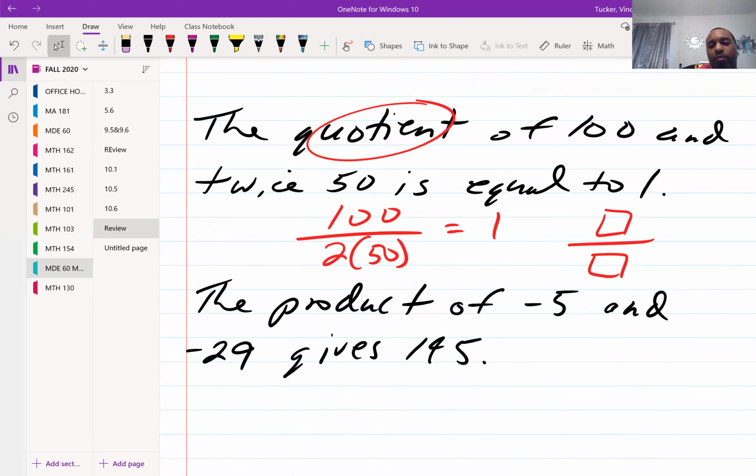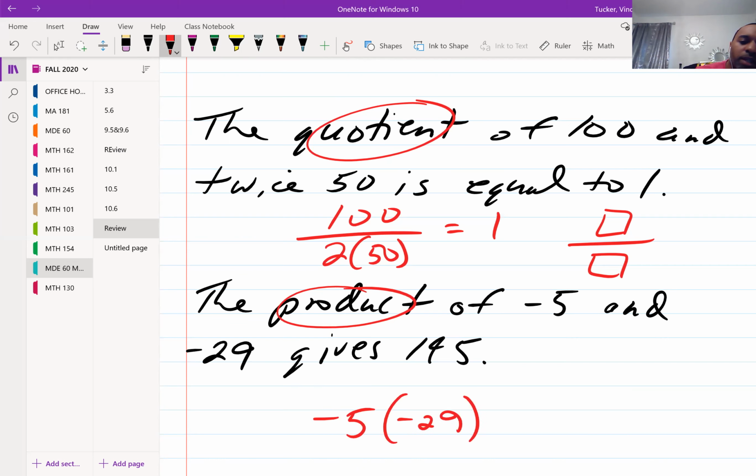All right, next one, the product of -5 and -29 gives 145. So product, keyword there, is multiplication, so it's -5 times -29 equal to 145. Yeah, that's what I was getting wrong. Okay. Okay, thank you so much, sir. Not a problem at all.